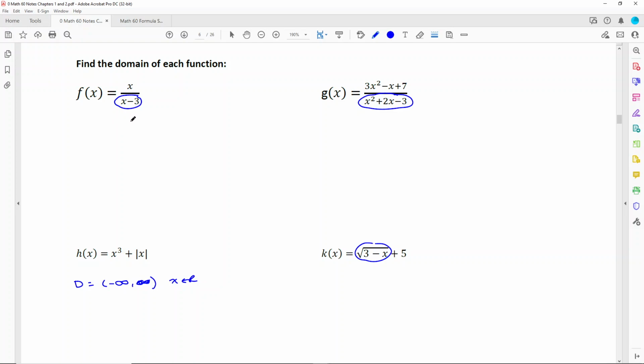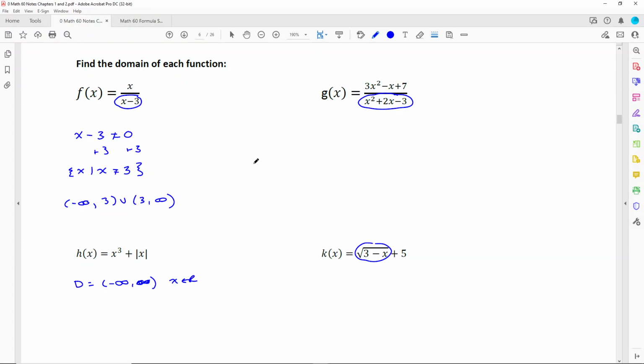So again, when there's an x in the denominator, it can't equal 0. So x minus 3 cannot equal 0. If I add 3 to both sides, solving this linear equation, I get x cannot equal 3. From a set notation perspective, you'd say the domain is the set of x such that x cannot equal 3. If you wanted to do this in interval notation, you'd say x is everything up to 3, whoops, not -3, up to 3, or 3 up to infinity.